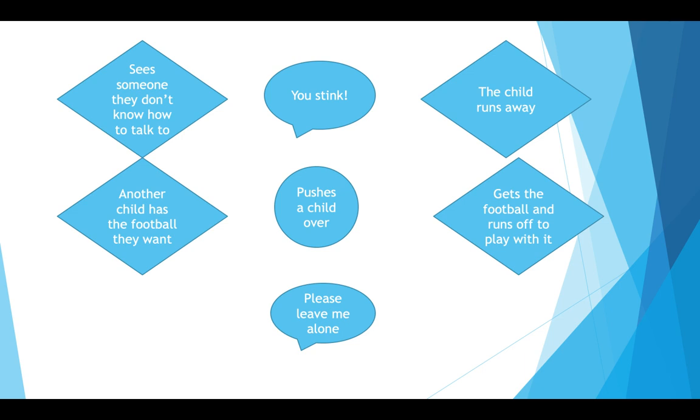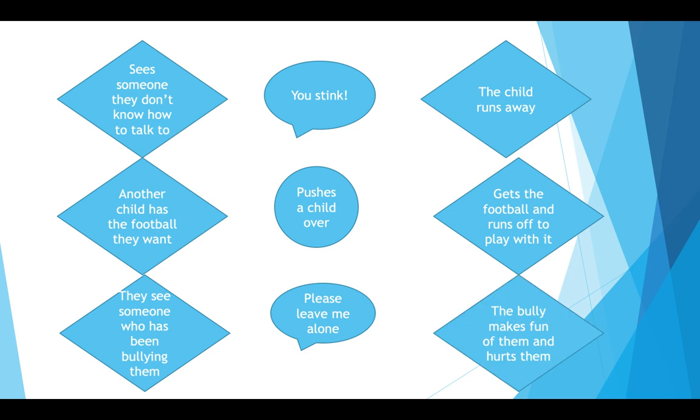Then we've got please leave me alone. So how about if this was elicited by, they see someone who's been bullying them. They say, please leave me alone. And the bully makes fun of them and hurts them. That's a horrible example. However, you can see that that behaviour of please leave me alone has not been effective. It's not done what they wanted it to do as a behaviour, because they've seen someone who's been bullying them, they've said please leave me alone, and it's not worked.